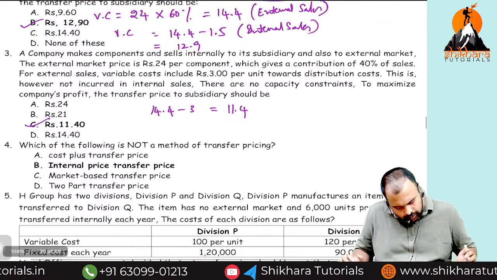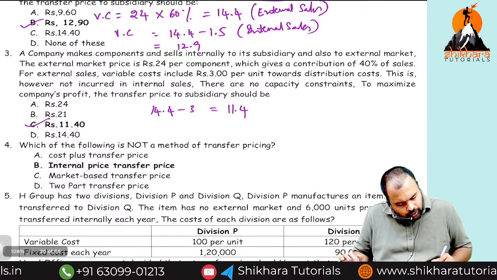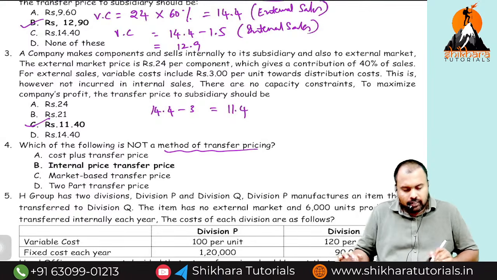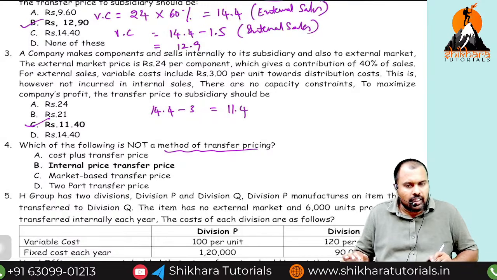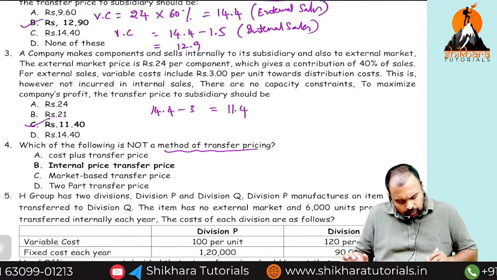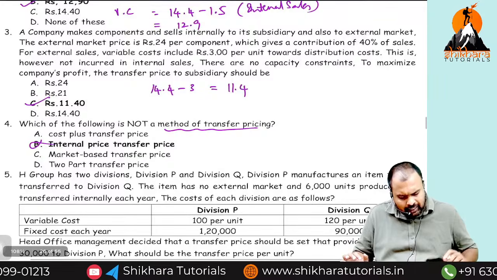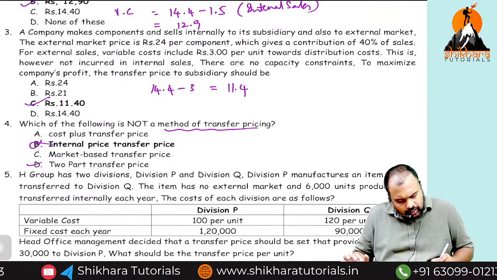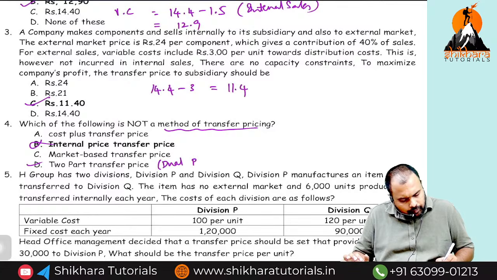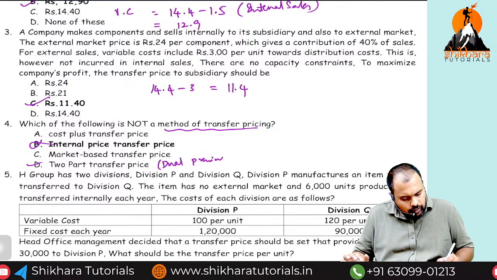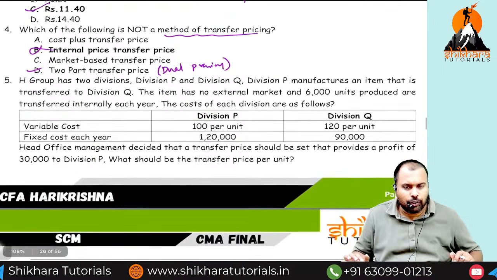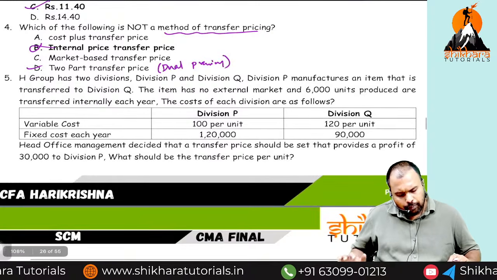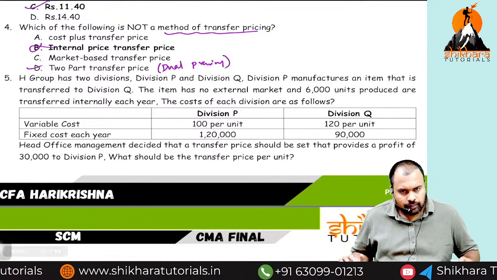Next, which of the following is not a method of transfer pricing? Cost plus transfer is there. Internal price transfer, there is no such method. Market based pricing is there. Two-part pricing is also there. Dual pricing we call it as. While studying transfer pricing we already saw dual pricing. Two-part transfer price is also available, but internal price transfer is not there.